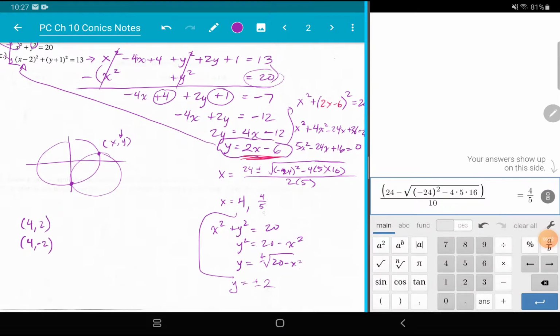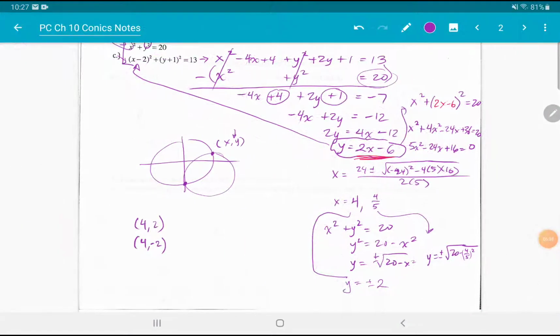Okay, then let's also do our other case. Let's do 4/5. So if we plug in 4/5, y is equal to plus minus the square root of 20 minus 4/5 squared. I don't have a whole lot of room here. 4/5 squared would be the same as 16 over 25. And if I get that to have common denominators, 25 times 20 is 500. And 500 minus 16 will give us 484 over 25.